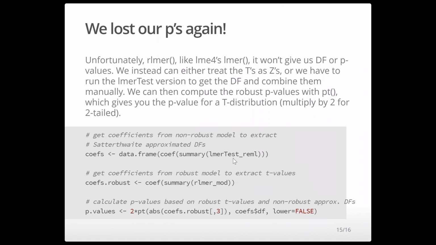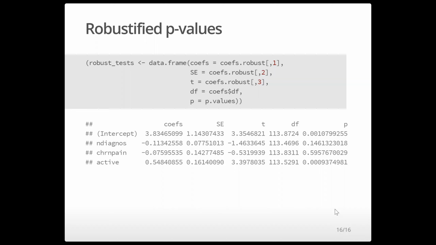But if we do want to get the degrees of freedom adjustment, we have to pull them out of the lmerTest version. And then what we do is we take the t-statistics from our robust method, which is here. That's what this is calling. And then we're getting the degrees of freedom from our non-robust method. And then we're just doing a t-test on them, which is what this function does, multiplying by 2 to tell it a two-tailed t-test. And that gives us our p-values and degrees of freedom.